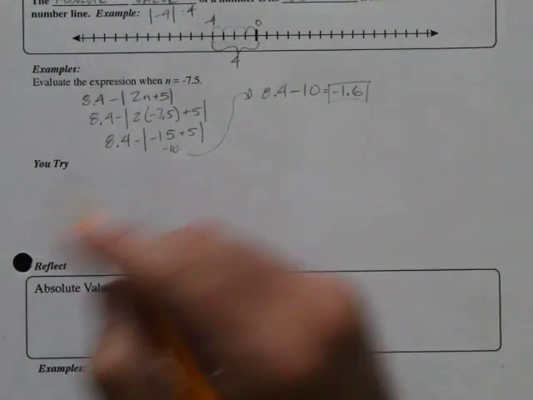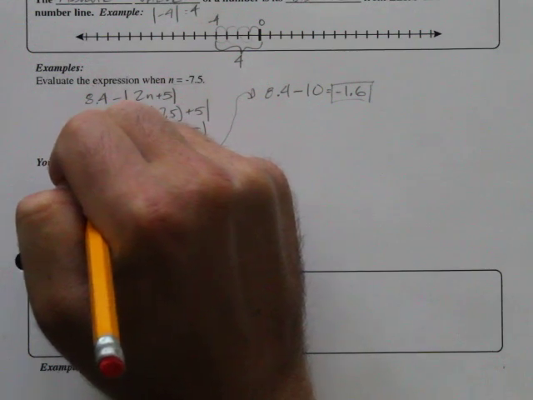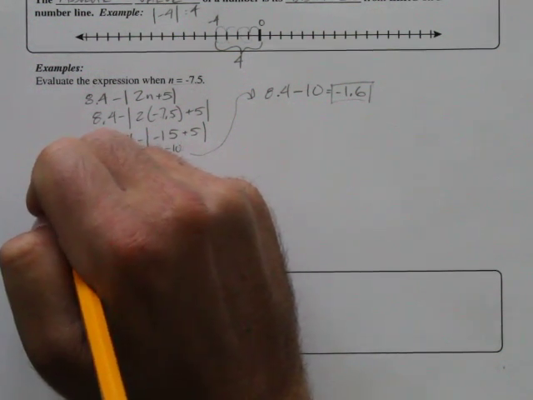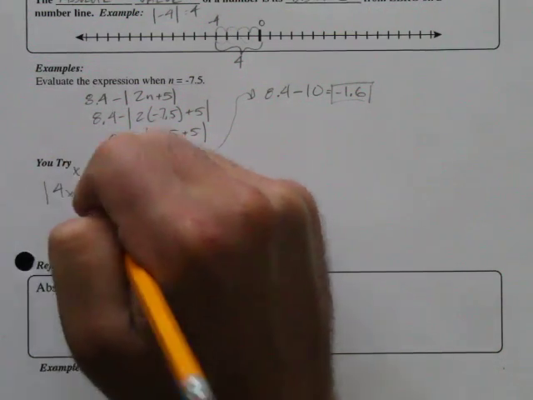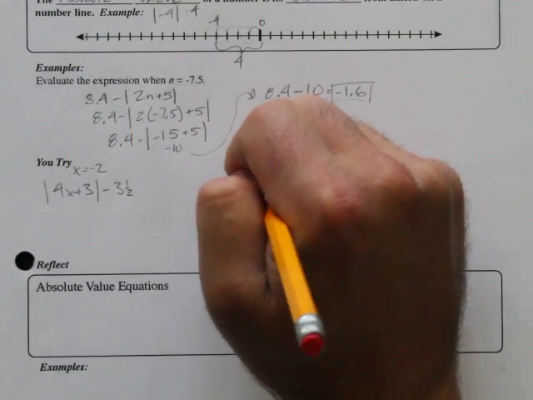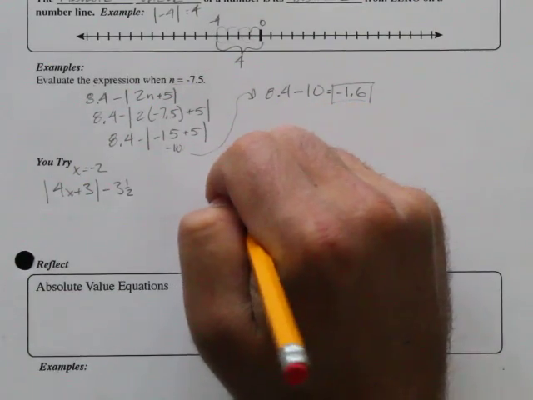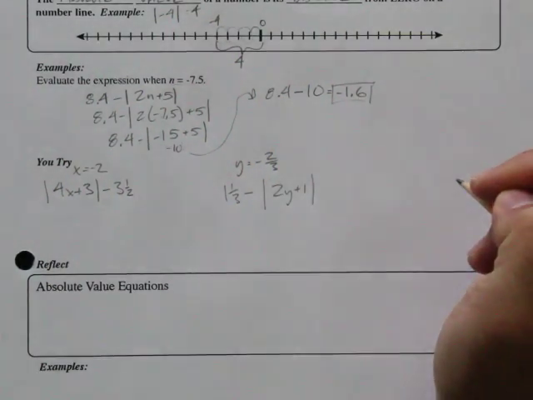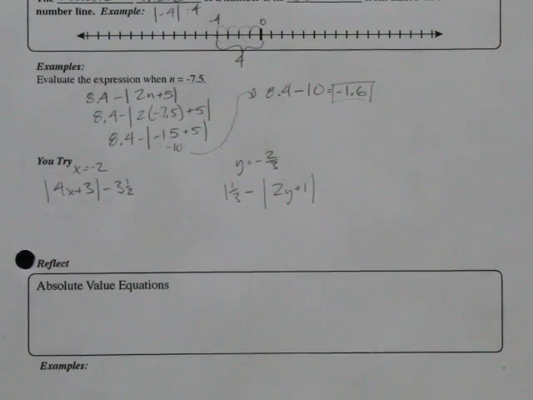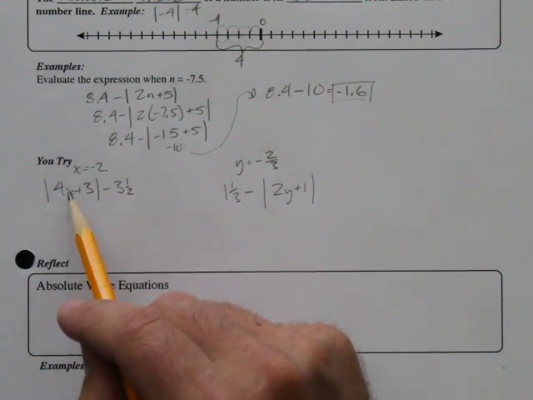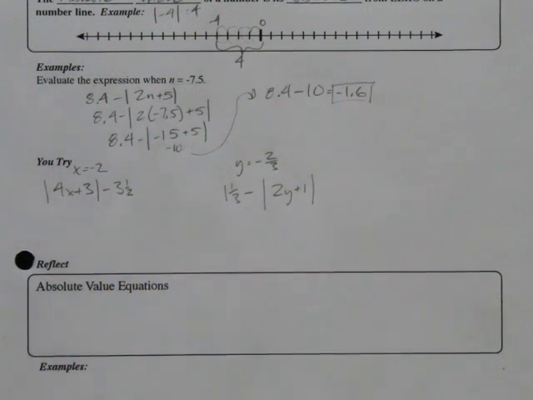All right, you try. I've got 2 for you to do on your own. x equals -2 is your value for your variable, and your expression is the absolute value of 4x plus 3 minus 3 1/2, and y equals -2/3, 1 1/3 minus the absolute value of 2y plus 1. Those are the expressions that I would like to be evaluated. Substitute the value for your variable, and then solve as we did up here. Go ahead and pause now and get to work.